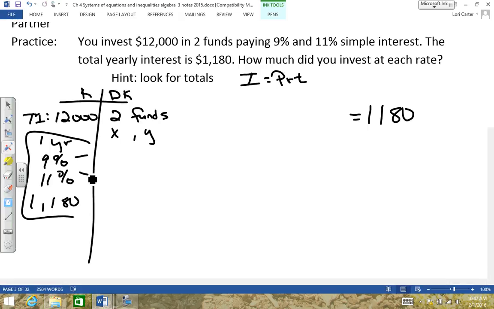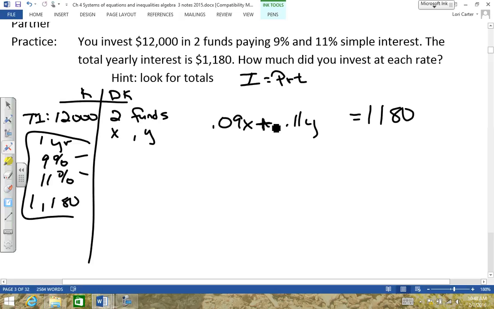So the interest from one bank and the interest from the other bank is going to equal $1,180. What are you going to do with those two interests? All of the X and the Y. Yeah. I'm going to add those two interests. How? Put 0.09 to X and 0.11 to Y. What do you think? Did you hear what he said? He said 0.09 with the X and 0.11 with the Y. Sure. You want to add those.